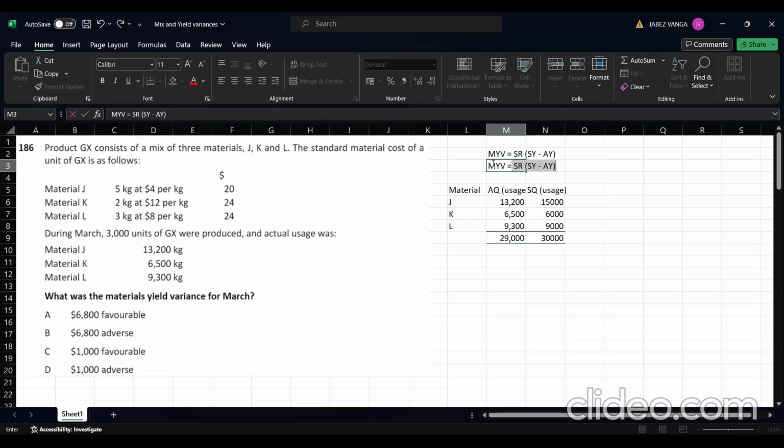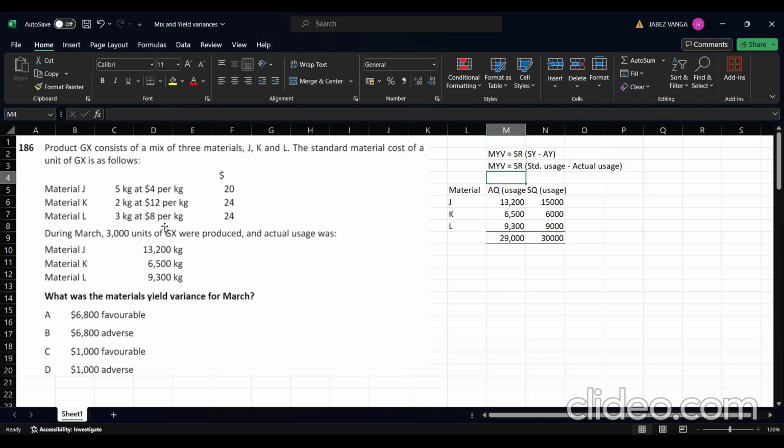Material yield variance is equal to standard rate into standard usage of material minus actual usage. So more is consumed, less is consumed; with that perspective also, we can proceed further. The actual usage is 29,000, standard usage is 30,000. But what about the standard rate? Since we have three materials and three different rates, how would we proceed further?